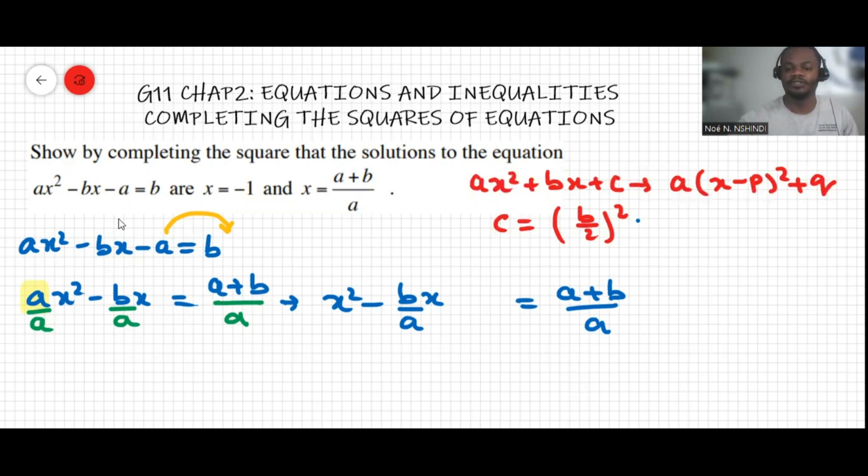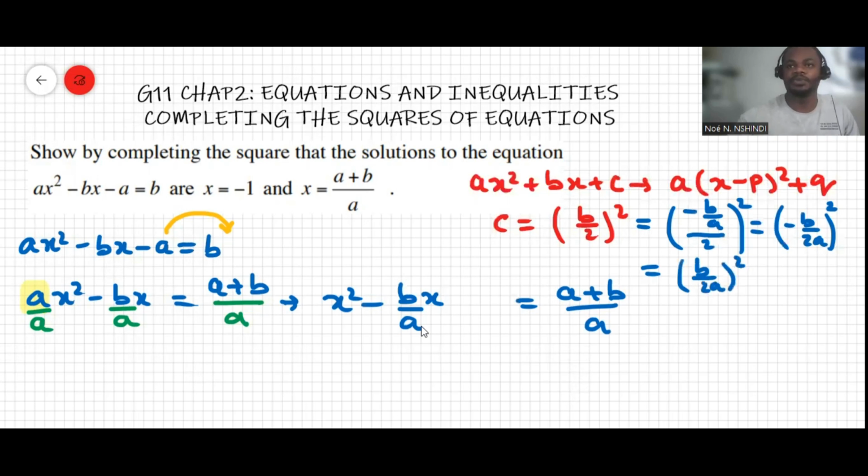So I'll do that by following this formula. I'll say b is negative b over a, so the term with x, okay, the coefficient of the term with x over 2. Now this can be written as negative b over 2a, okay, to the power of 2, of course, and then this makes b over 2a to the power of 2, because when the power is 2, the sign of the base within the bracket doesn't matter. It's still positive, and then this can be written as b squared over 4a squared.